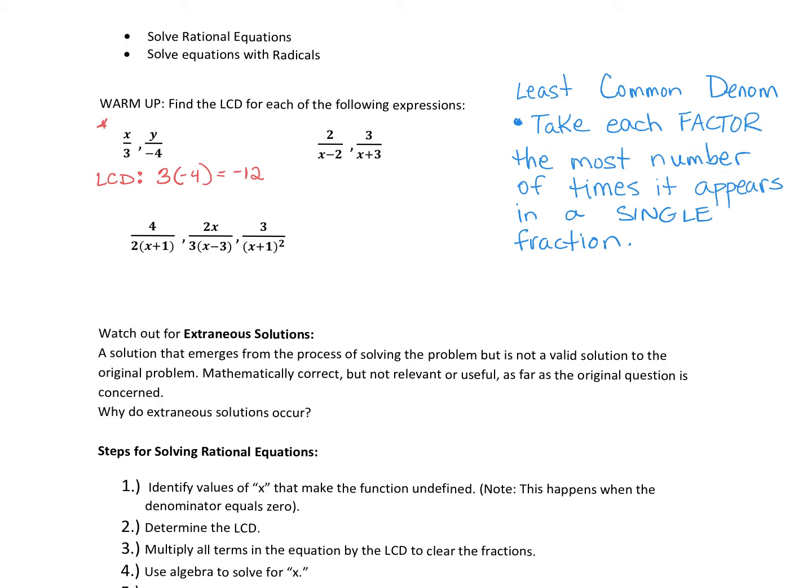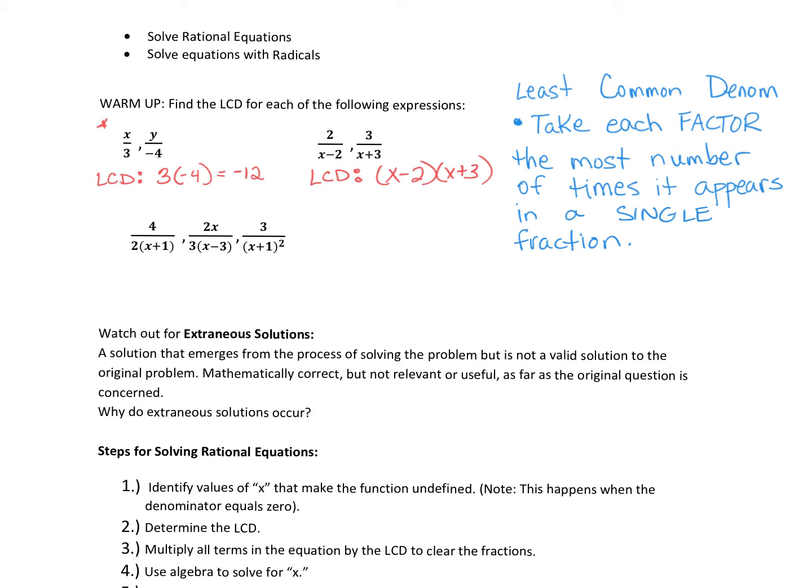In the next example, we have a factor of x minus 2 in the first denominator and x plus 3 in the other denominator. So our LCD in this case is also going to be x minus 2 times x plus 3.